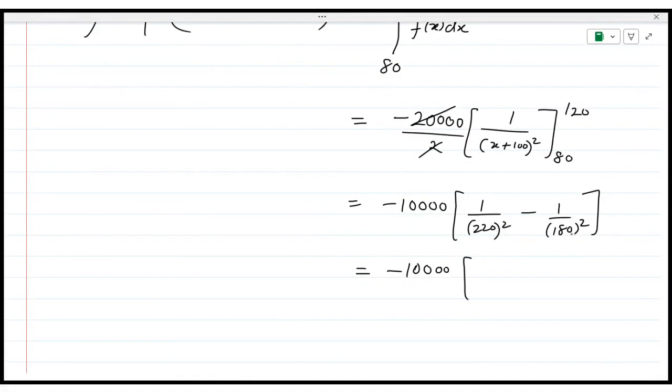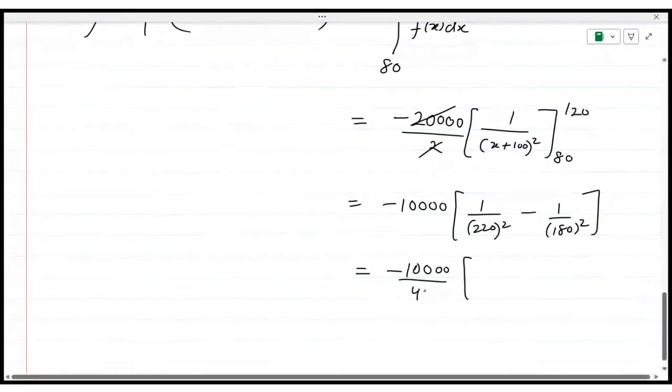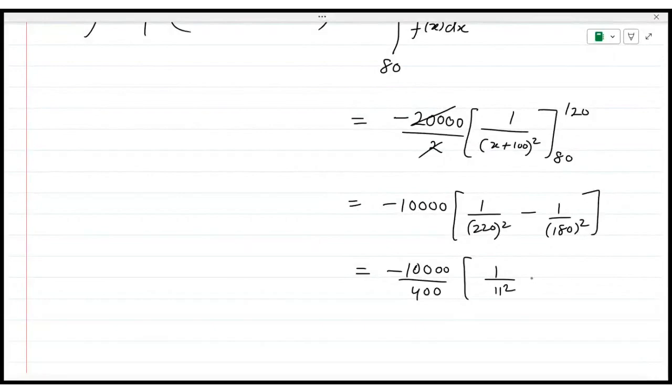100 is common in both the first and second. And second thing is 4 is also common. So you can take 400 common here. So what will you be left with here? Here you will be left with 11 square, and here you will be left with 9 square.